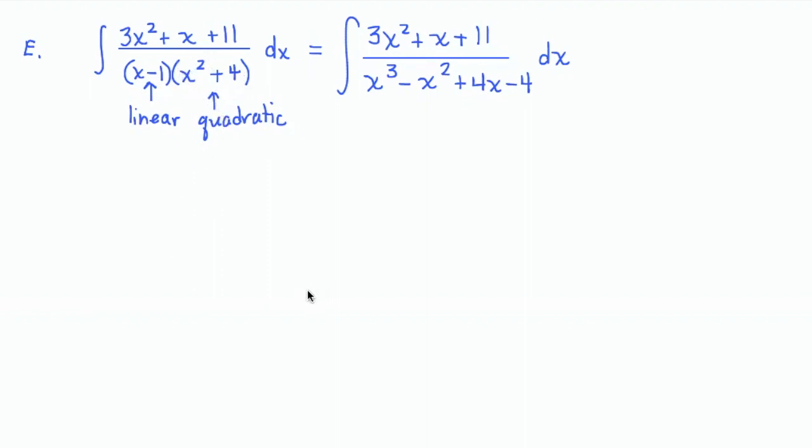There's no greatest common factor. It's not a trinomial. There's no difference of two perfect squares. So this is the first time that we see a quadratic that is irreducible. I'm not going to be able to change it into a product of linear factors.